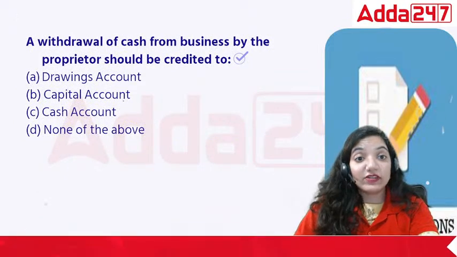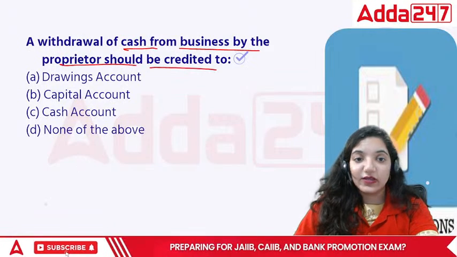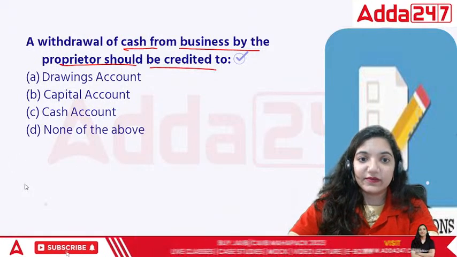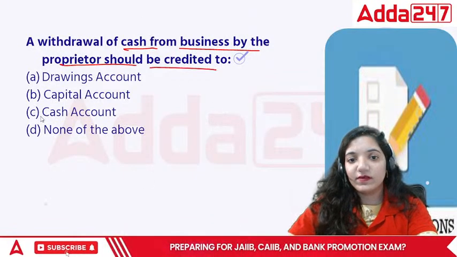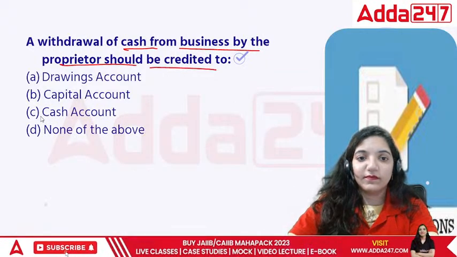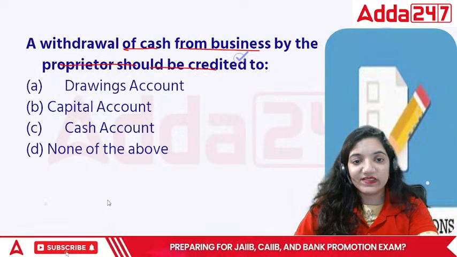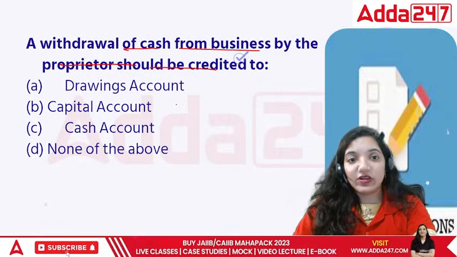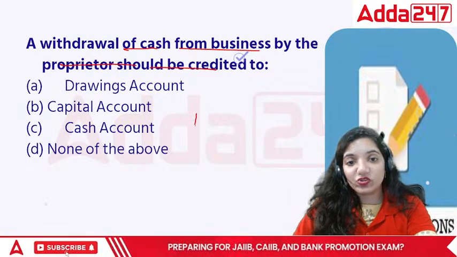Next question. A withdrawal of cash from business by the proprietor should be credited to. See, being a proprietor, I withdrew some cash from the business. So what am I doing in this case, everyone? I have withdrew some cash from the business there. If I withdrew the cash from the business, it would be in what basis? That is, the withdrawal of cash from business by the proprietor should be credited to. Where should be credited to?